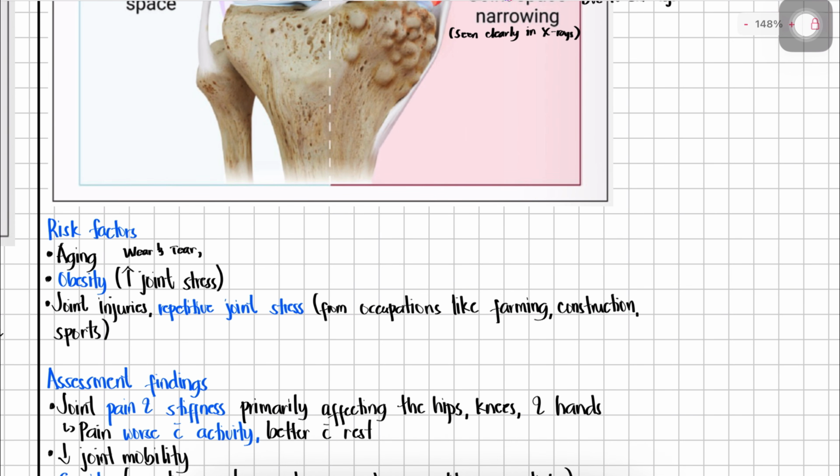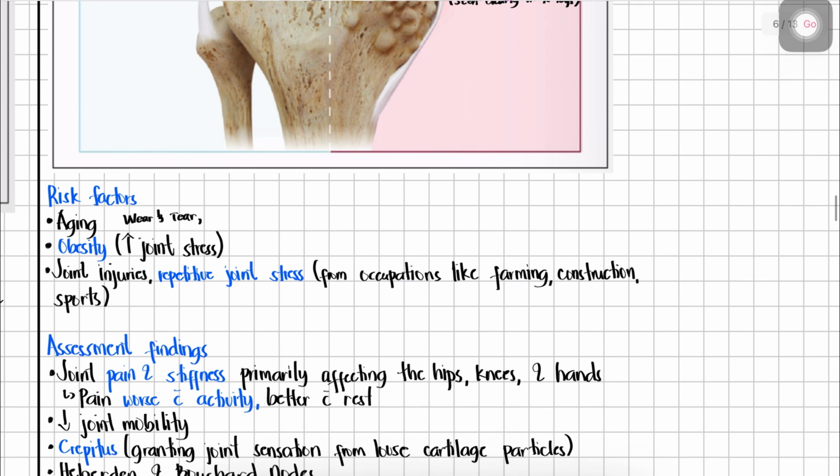Lastly, joint injury, okay? From repetitive stress from occupations like farming and construction, okay? And joint injuries naman, guys, from sports, okay? This increases, guys, the risk of OA.